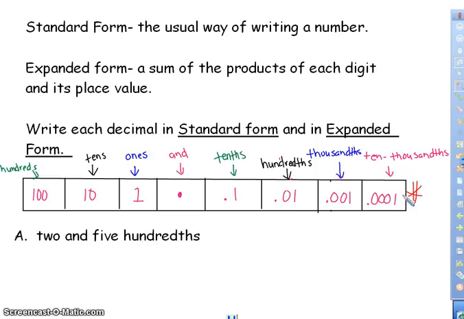So we're going to write each decimal in standard form and in expanded form. Okay, so we're doing both. So I have 2 and 500, so standard form here.